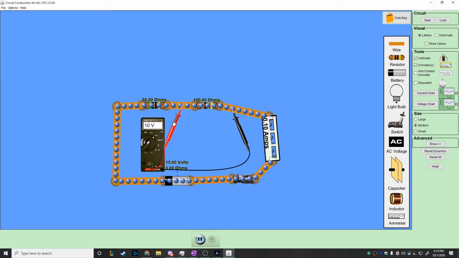What's left over? You've got 10. These two have to add up to the voltage of this one. And that's all there is to it. It's pretty simple. Resistors are reasonably straightforward. Okay.